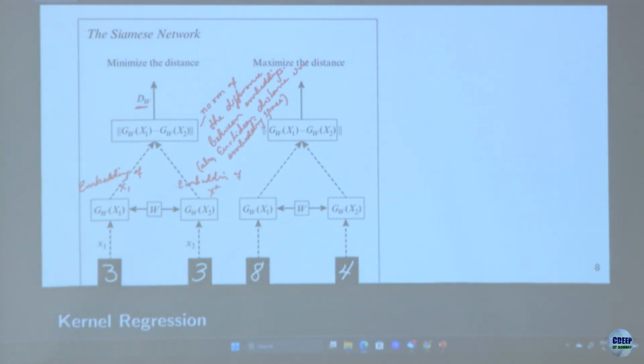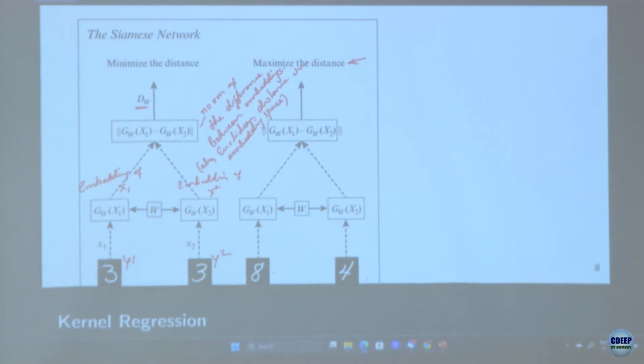and this distance is what is called here dw, and you want to minimize this distance when y1 is equal to y2. So this one is y1 and this one is y2. If y1 and y2 belong to the same class, you want to minimize the distance. But when you again invoke this network on two other examples where their class labels are different, you do the same thing. You also calculate the distance in the same way by first computing the embedding and then doing this, but now you want to maximize the distance.